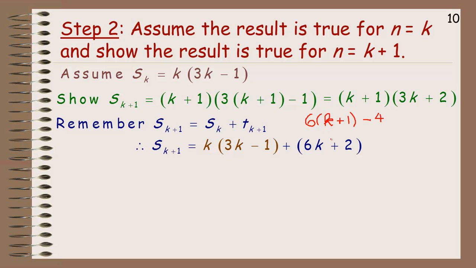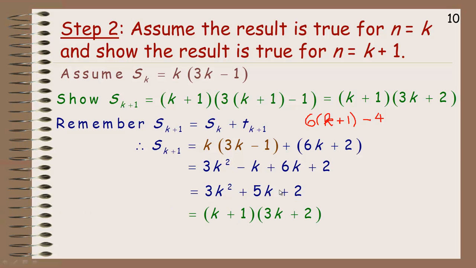And that does simplify to 6k plus 2, because this would be 6k plus 6, so there's the 6k. The plus 6 minus 4 works out to plus 2. So that's where the 6k plus 2 comes from. That's the k plus first term. Now if we expand this out, k into here, we get 3k squared minus k plus these two terms. And of course negative k and 6k add to 5k, so that's what we have. And if you factor that, you do get k plus 1 times 3k plus 2.